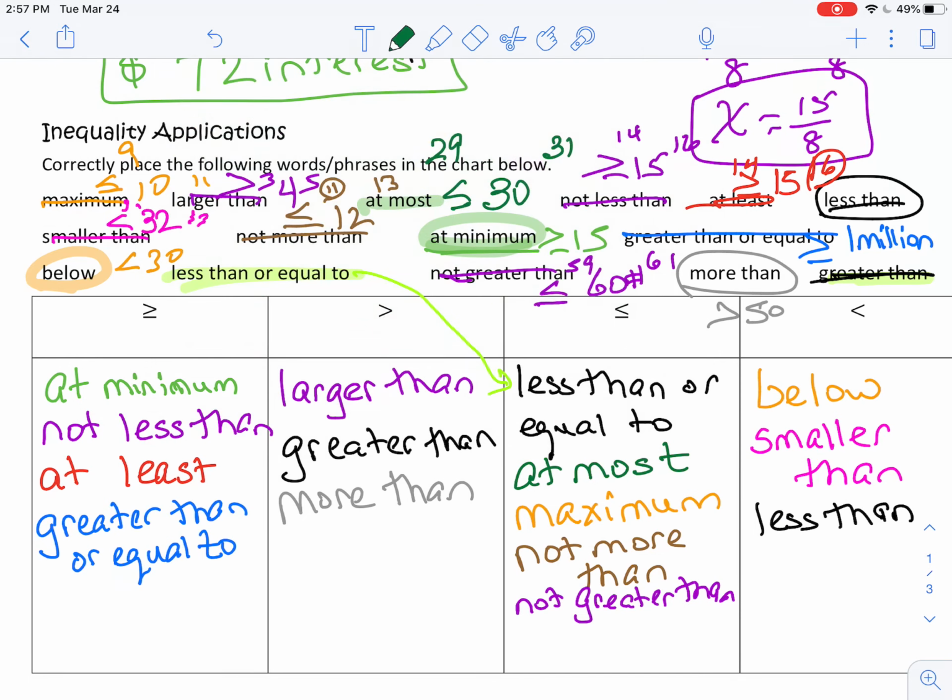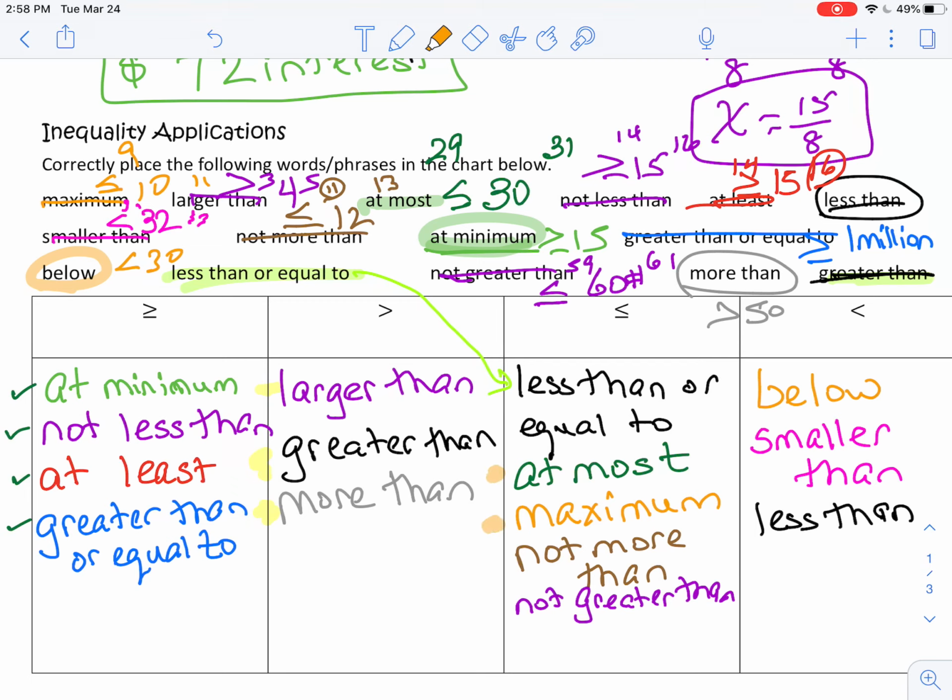All right, so let's check them off. Over here for greater than or equal to, we should have not less than, at least, at a minimum, greater than or equal to. Yay, we have them all. All right, over here for greater than, we have larger than, more than, greater than. Yay, we're in agreement.